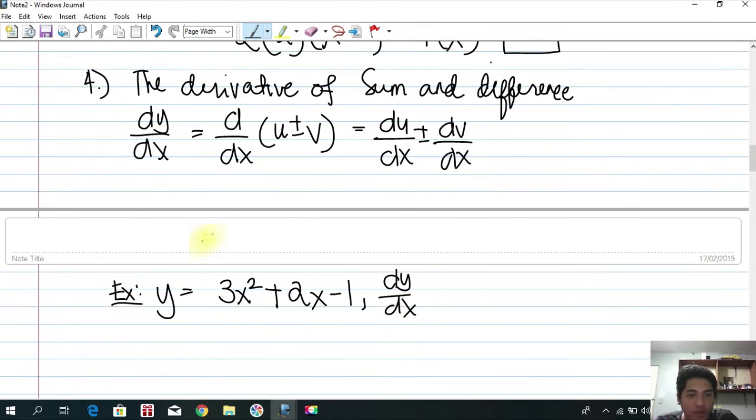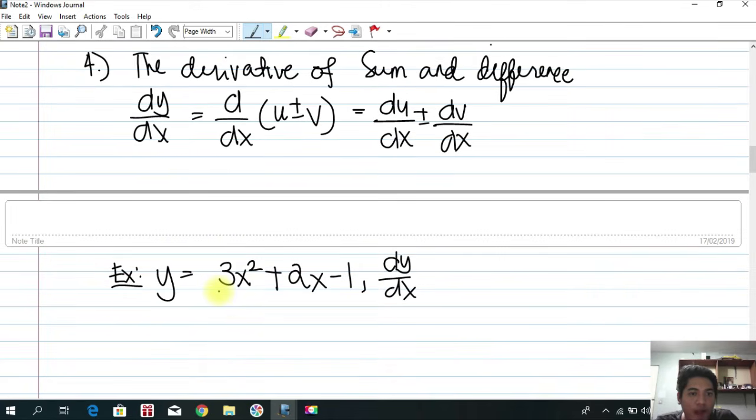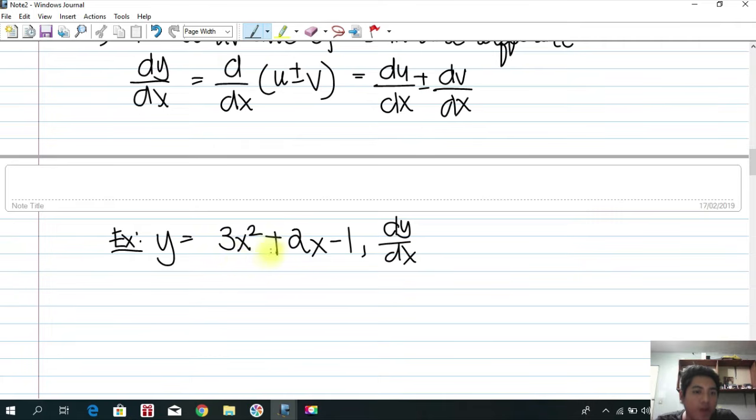So in order to get the dy over dx, or the derivative of this function y, we have to evaluate the individual derivatives of this function. So we have the first term, that is the derivative of a constant 3 times a function x squared, and also for the second term, that is the derivative of a function times a constant, a function x, and a constant 2. And in this third term, that is simply the derivative of a constant.